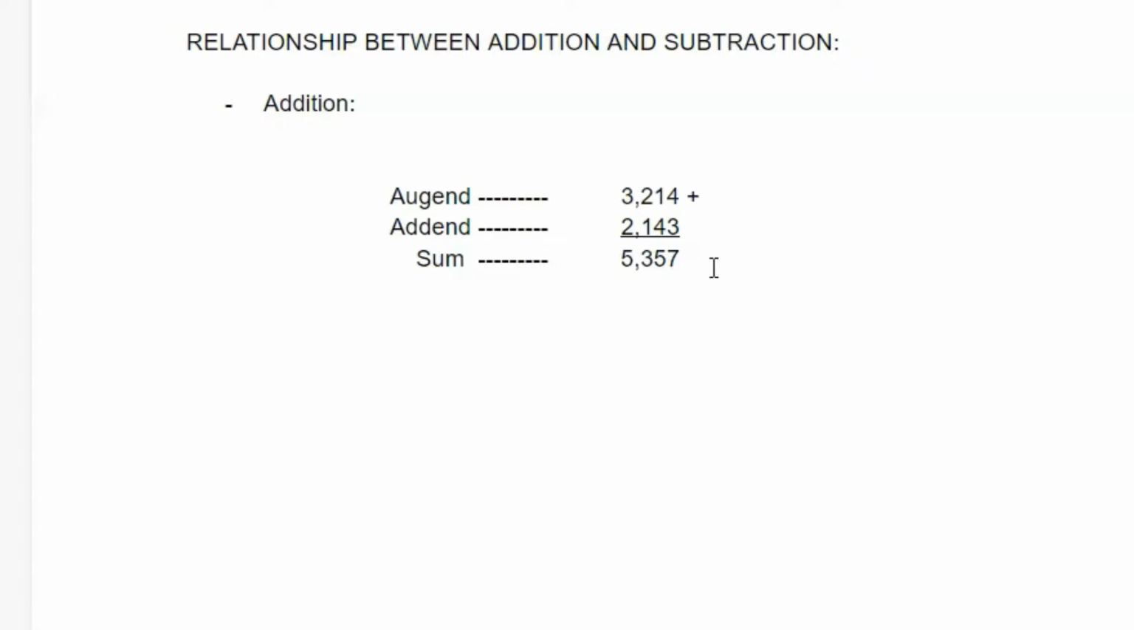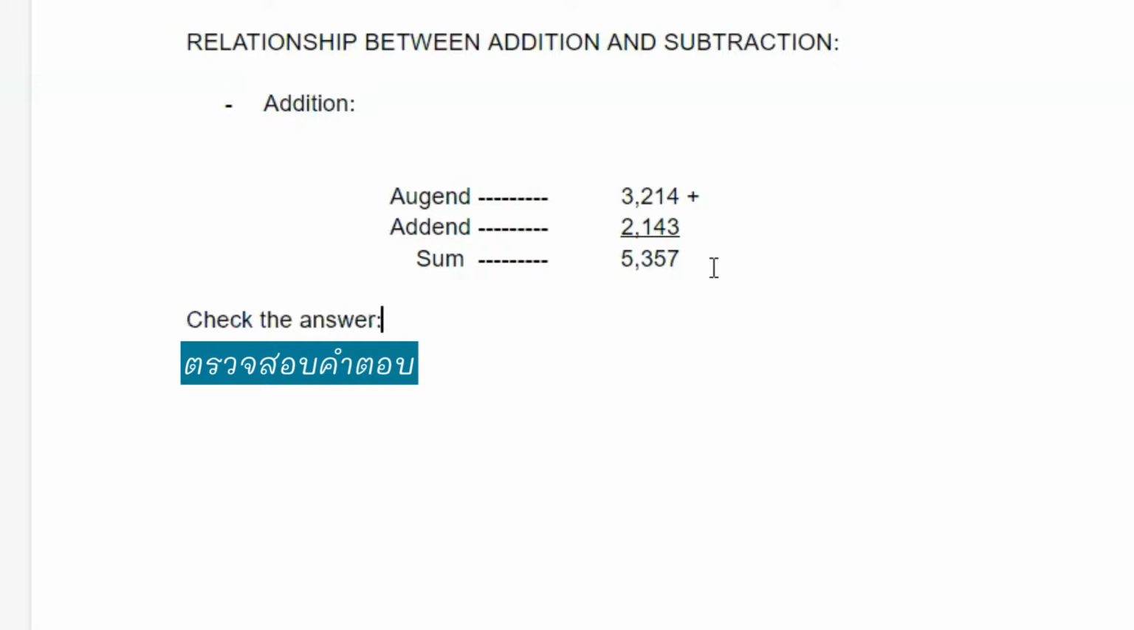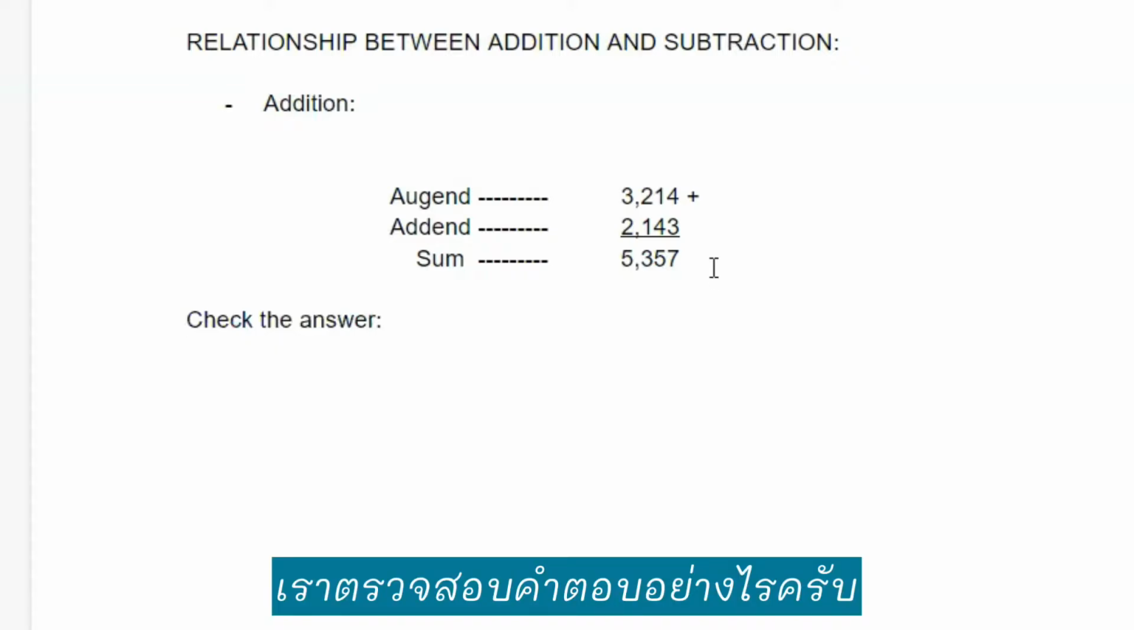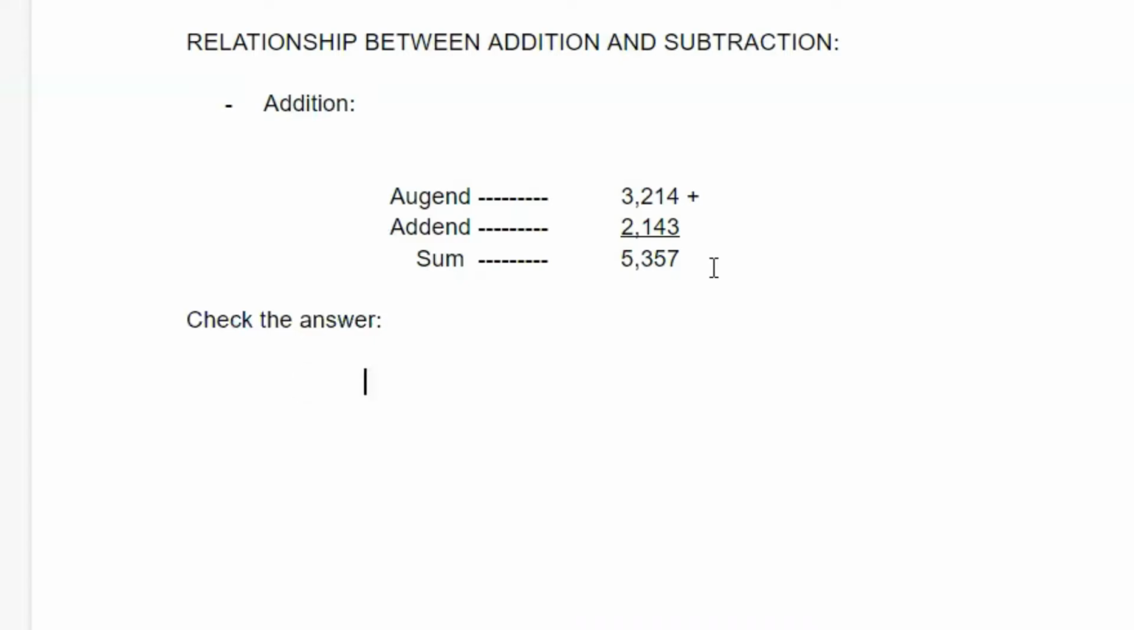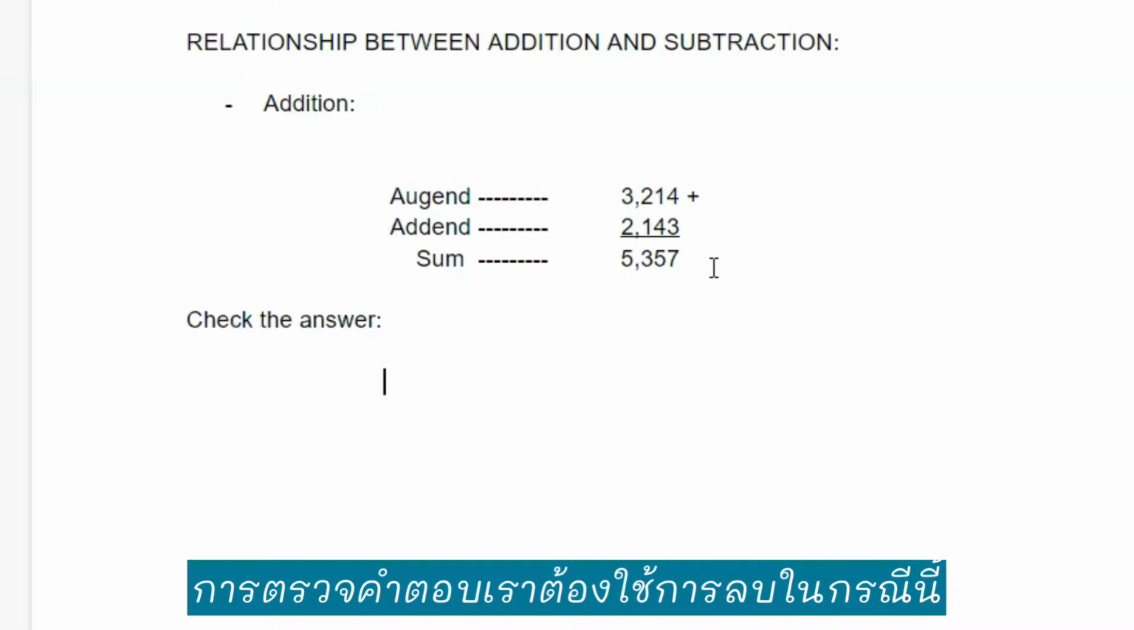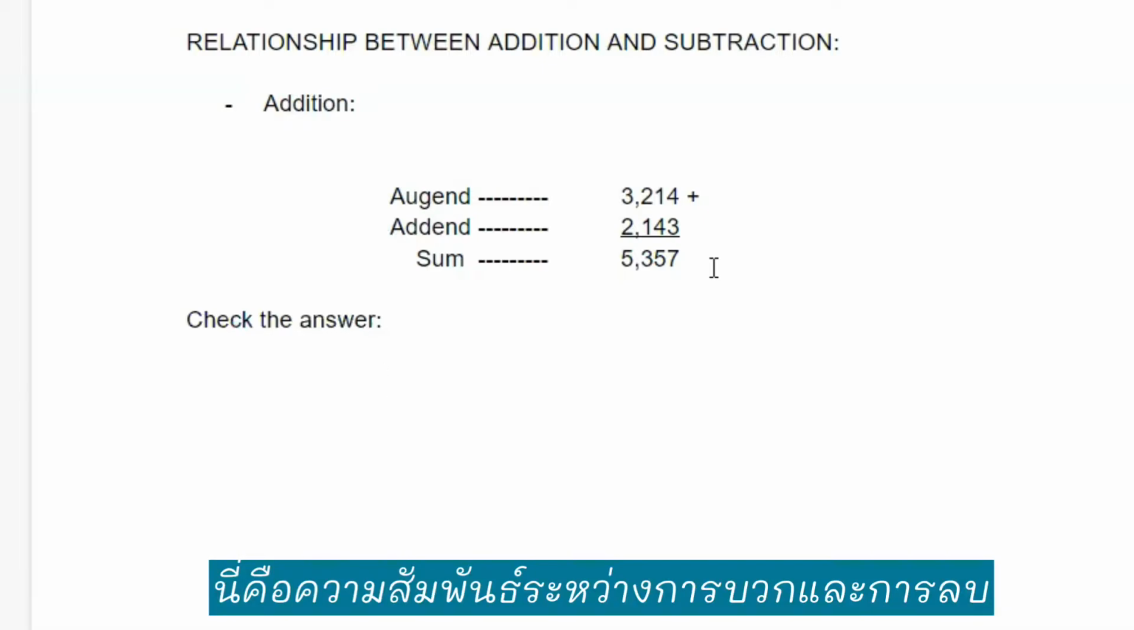Now let's imagine that we have finished our addition and we are not sure if we have done a good job or not, if the answer, the sum, is correct or not. So we can check the answer. How to check the answer? Look at the example on page number 79, please. To check the answer, we are going to use a subtraction in this case. This is why we have a relationship between addition and subtraction.